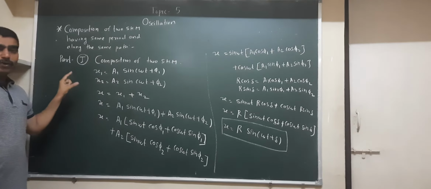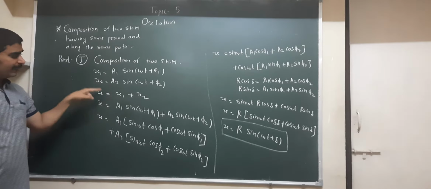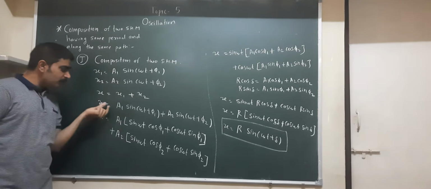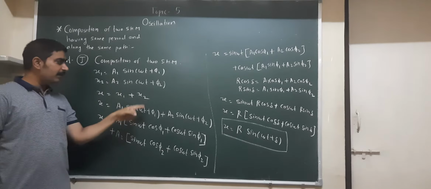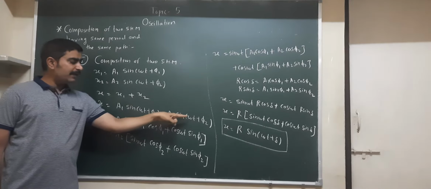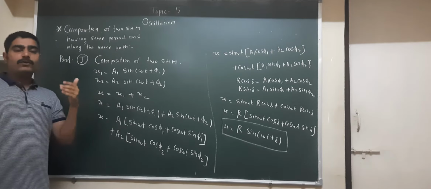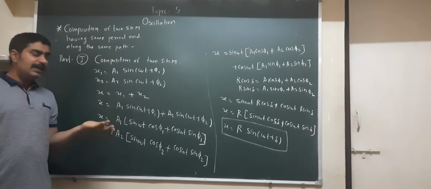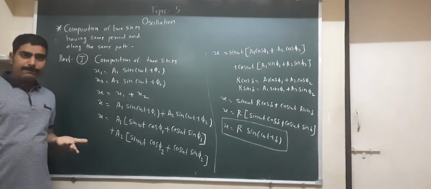Now the composition of two waves will be x is equal to x1 plus x2. So x is equal to a1 sin(omega t plus phi 1) plus a2 sin(omega t plus phi 2). Then apply the formula of sin C plus sin D, or you can apply the formula of sin(alpha plus beta).